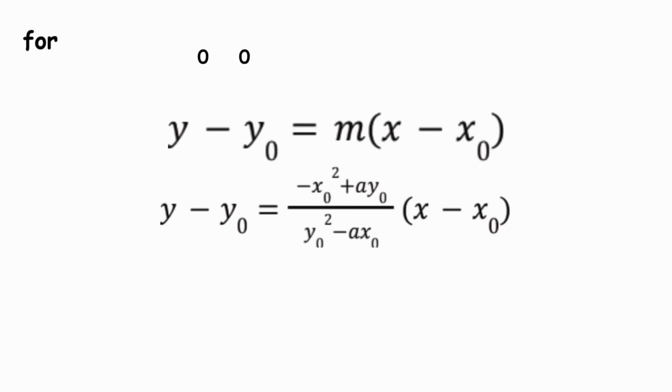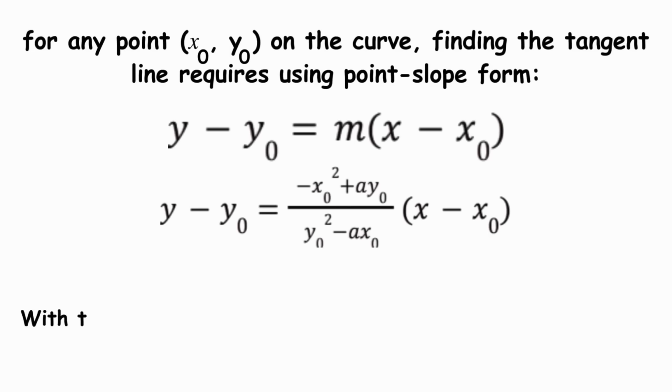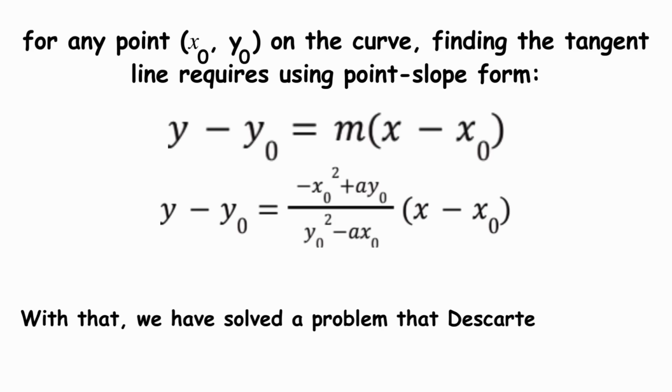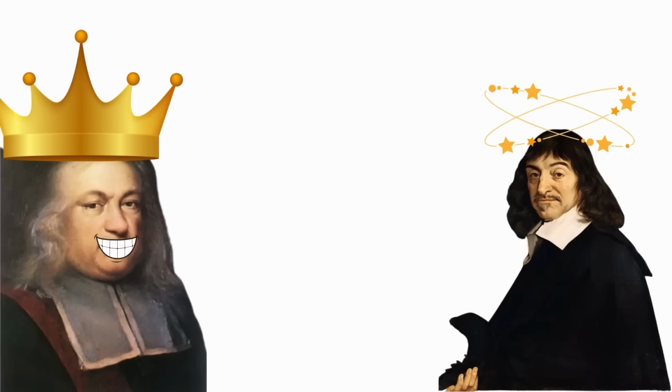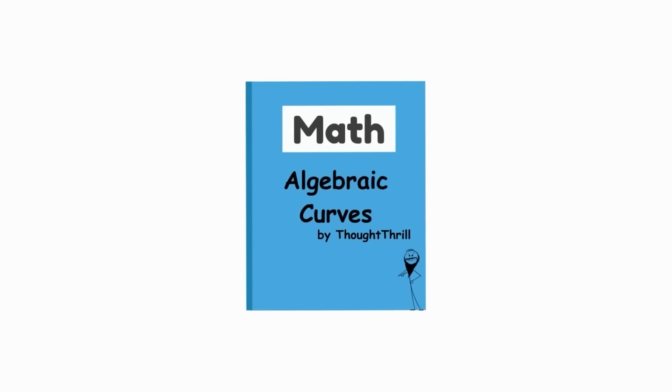With all the calculus out of the way, all we need is some algebra to solve for dy/dx. Now, for any point (x0, y0) on the curve, finding the tangent line requires using point-slope form. With that, we have solved a problem that Descartes could not. However, Fermat could, leaving him the winner of Descartes' challenge.